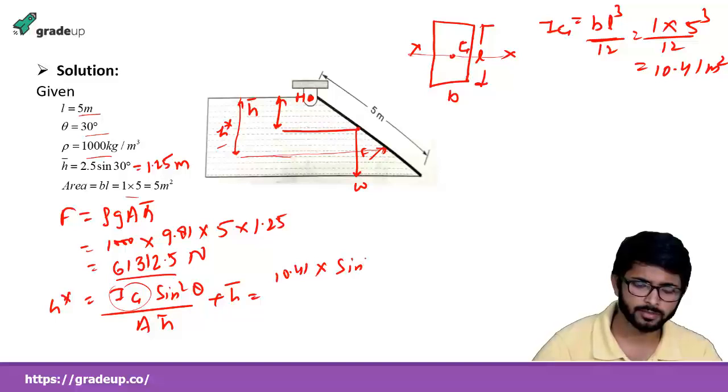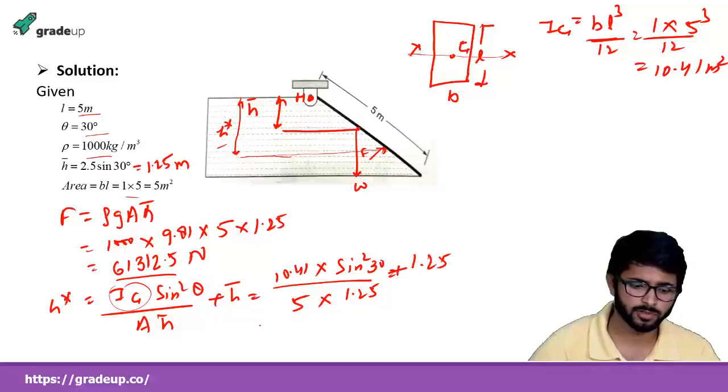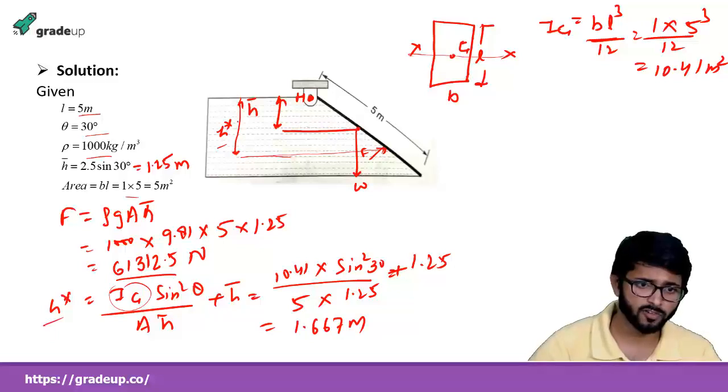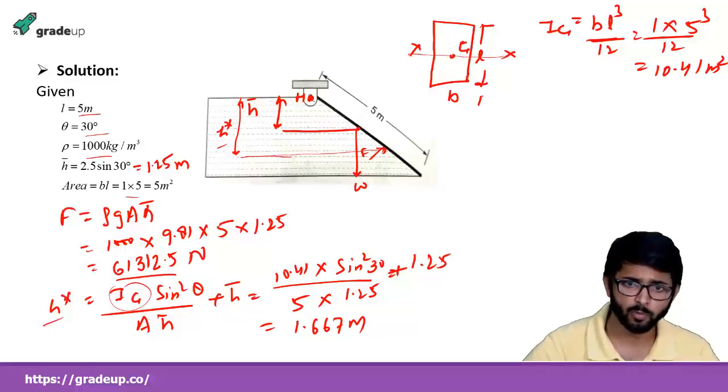Sine square 30 upon area, which is 5, and again H bar is 1.25, plus 1.25 also. So what will we have? We will have 1.667 meter. This is the height of the center of pressure we have found out. Now the moment about H.